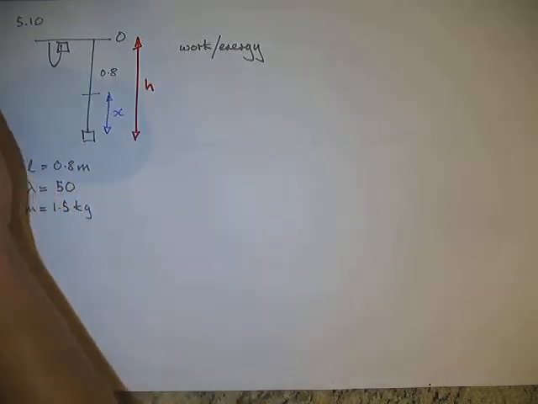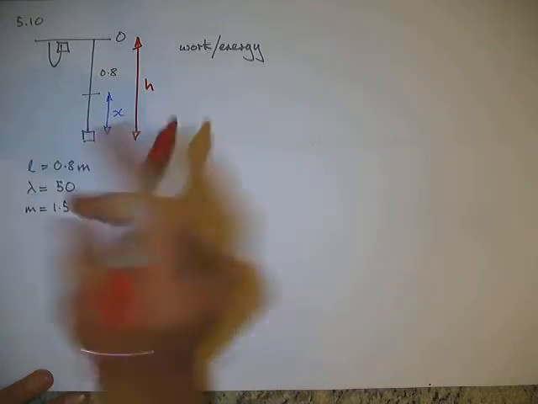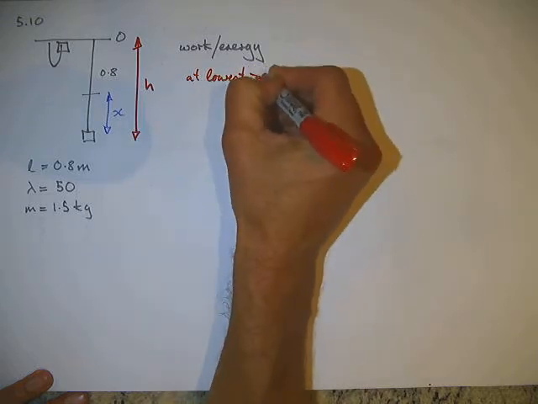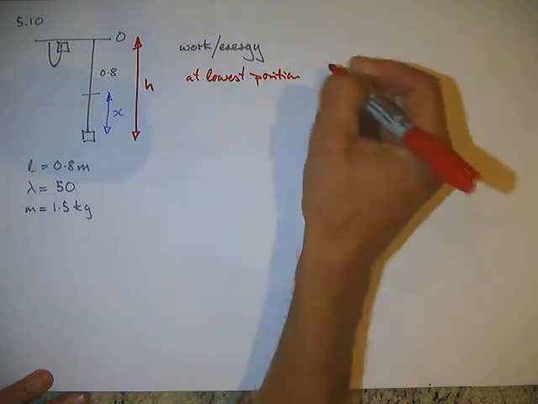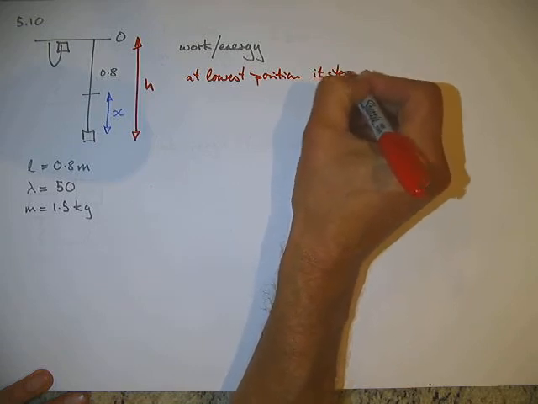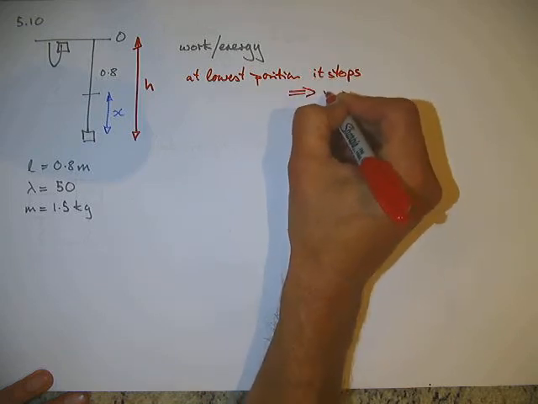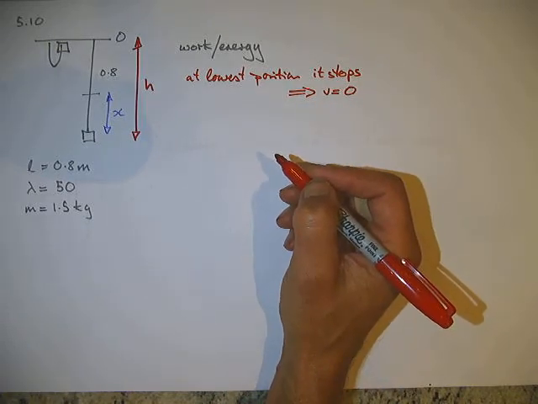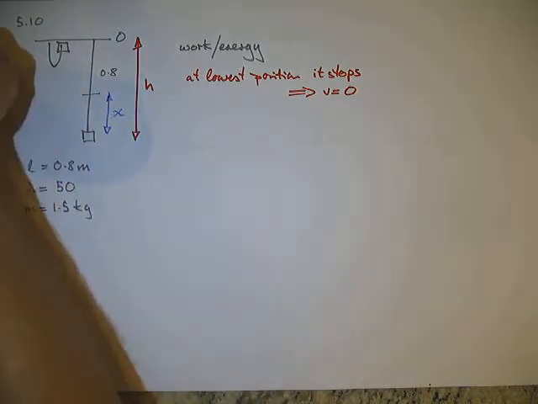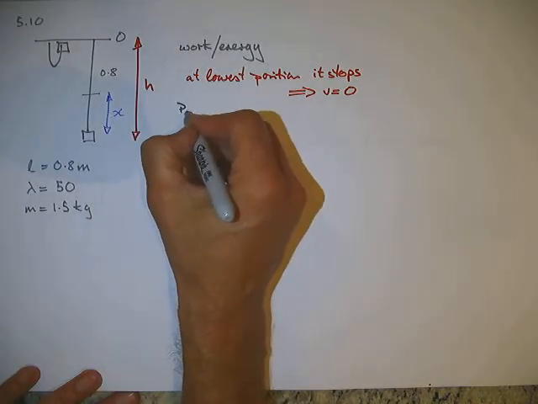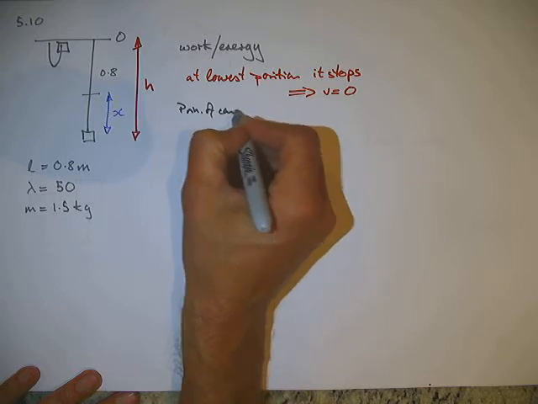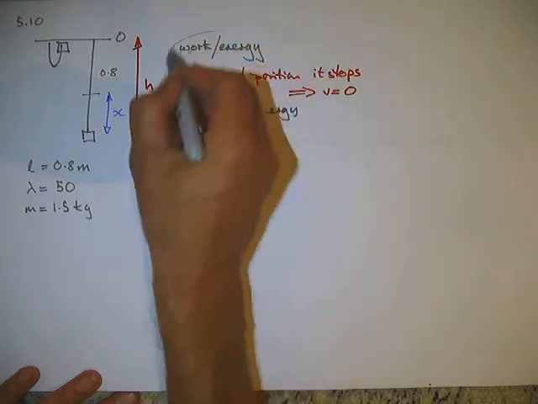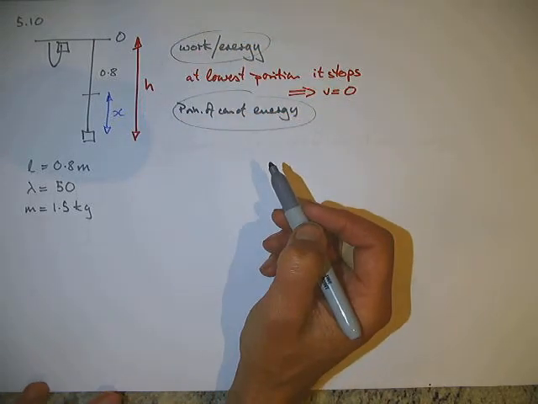At its lowest position, well, that's where it stops. At lowest position, it stops. That implies v is 0. Okay, that's going to be important. So if we then have the principle of conservation of energy, which is linked to the work energy principle.